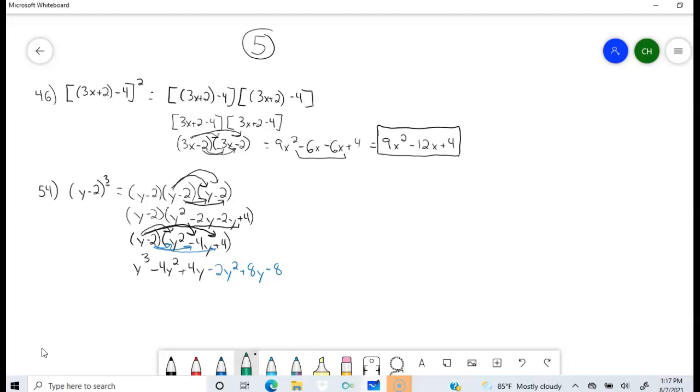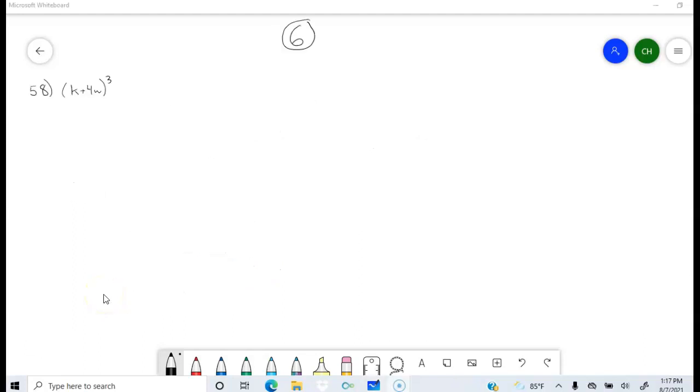My like terms, I've got negative 4y squared, negative 2y squared, and I've got 4y and 8y. So that's going to be y cubed minus 4y squared minus 2y squared is 6y squared. 4y plus 8y is plus 12y, and then minus 8. That's it.